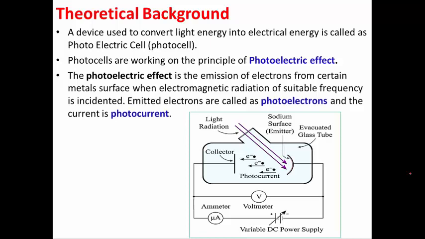The photocells are the devices which convert light energy to electrical energy. These cells are basically working on the principle of photoelectric effect. You know that the photoelectric effect is the emission of electrons from certain metal surface whenever the electromagnetic radiation of suitable frequency is incident. In this effect, the photoelectrons will be generated, and these photoelectrons are circulating in the external circuit, and that gives us the photocurrent.